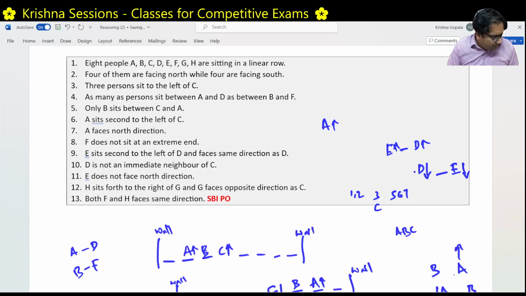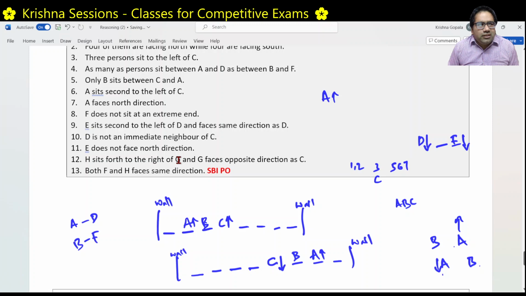So let's read 9, 10, 11 together. E sits second to the left of D and faces the same direction as D. That means either this or this, second to the left of D. D is not an immediate neighbor of C, and E does not face north direction. That means this structure is gone, right? E does not face north direction means D also does not face north direction. This is the structure that is possible.